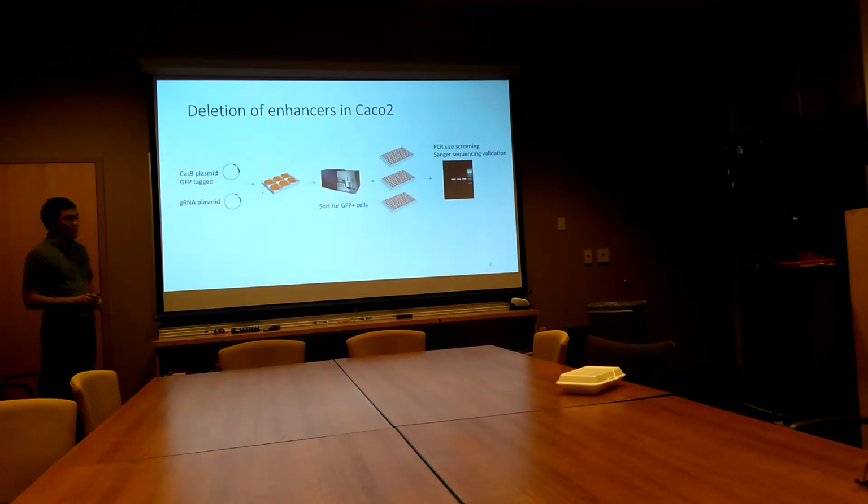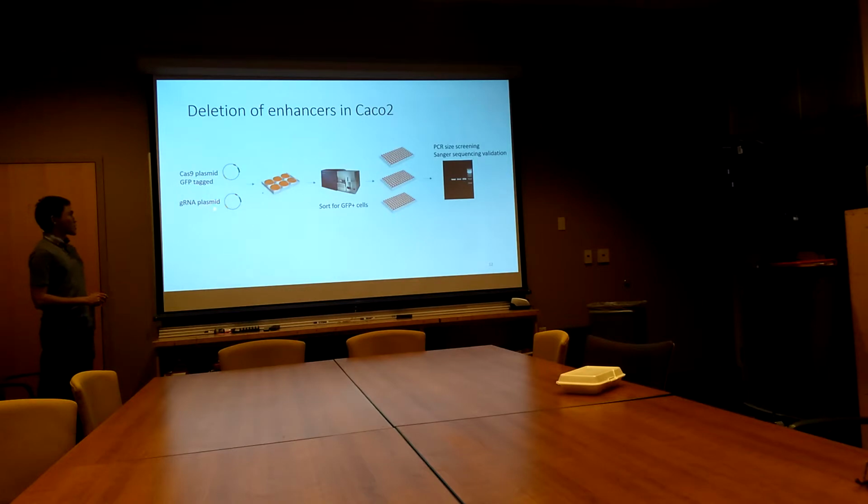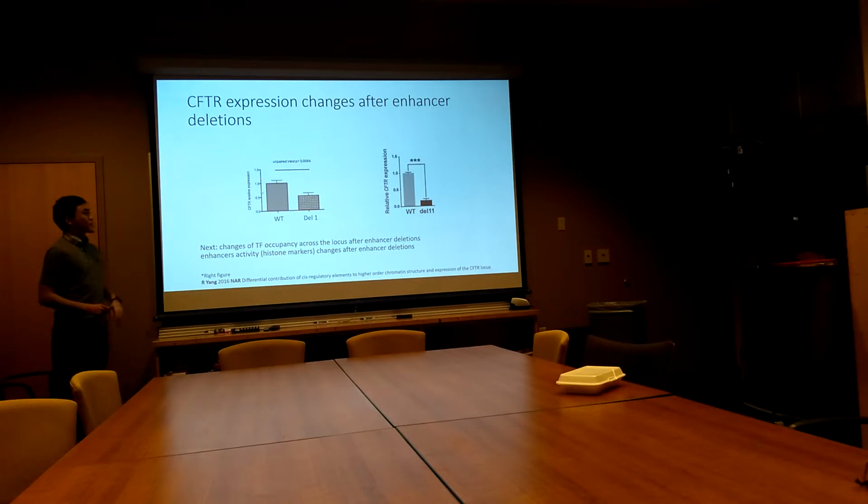Then, addressing my aim, which is first to delete these enhancers in the Caco-2 cell natively using CRISPR-Cas. Here the experimental design is using Cas9 protein and a guide RNA transfected into cells, then sorting for GFP-positive cells, then single cell expansion of those clones, and then we do genomic DNA PCR validation and Sanger sequencing. Luckily, I obtained the clones of deletion of intron 1. Previously in the lab, people had generated deletion of intron 11.